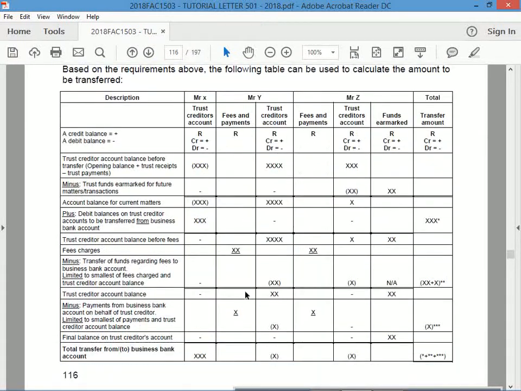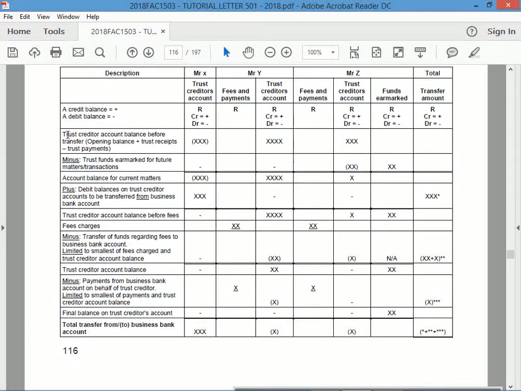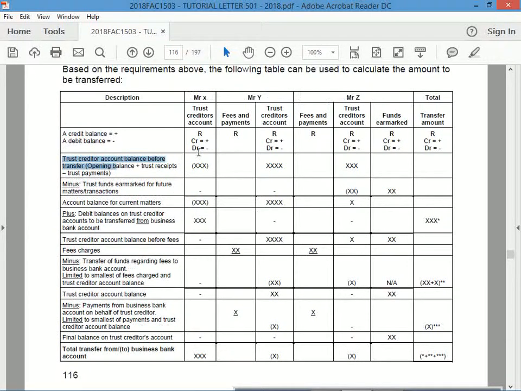Then we looked at this table last week. The table actually gives you the structure, so you literally just need to follow the information in the question, and look at what the client actually has. When you look at this table, you'll see you've got Mr. X, Y, and Z, and then you've got the total. Obviously, you are limited to the amount that you can transfer based on those rules. So what does the client have? What is the fees applicable, and so on and so on.